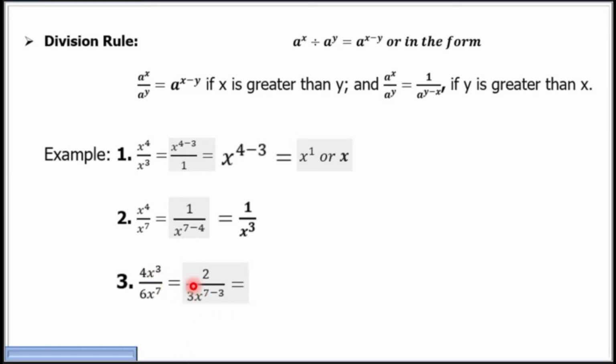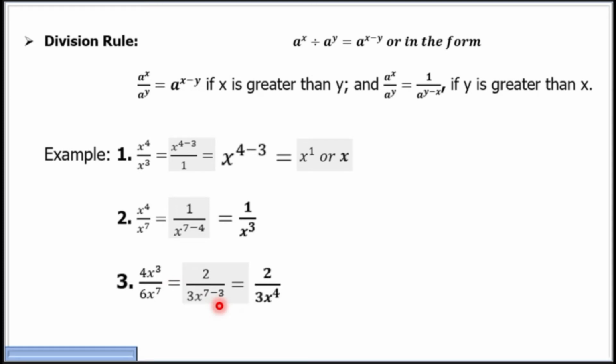Alright? So atong ibuhat is 4 and 6 una. So may common factor ni 4 o 6 nga nahimong 2 si 4 and nahimong 3 si 6. Okay, divide ni nato both numerator and denominator by 2. So 4 divided by 2 is 2 and 6 divided by 2 is 3. Okay, since ang x raised to the power 7 is bigger than x cubed, atong gibalhin si 3 diri gi-minus. So mo nang hitabo diri. Okay.